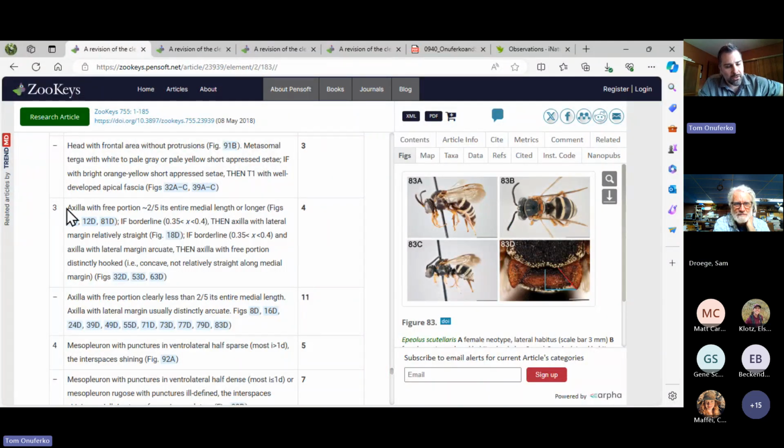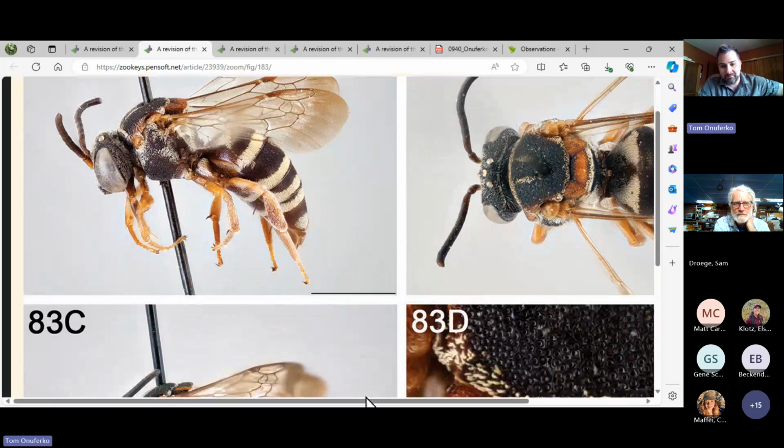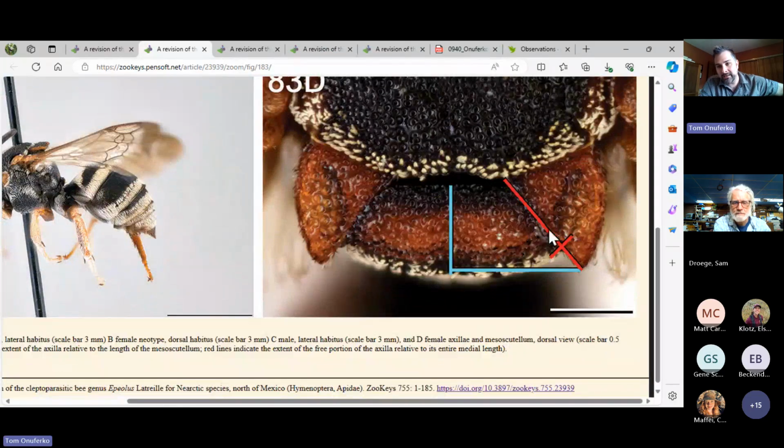So I'll just read it out loud. Is the free portion of the axilla approximately equal to 2/5 of its entire medial length or more, or is it less than that amount? Here you have to take a ruler to the screen, and that's what this red line indicates. I drew a line where it begins to diverge from the scutellum, and how long is that free portion relative to the rest of the inner length of the axilla?